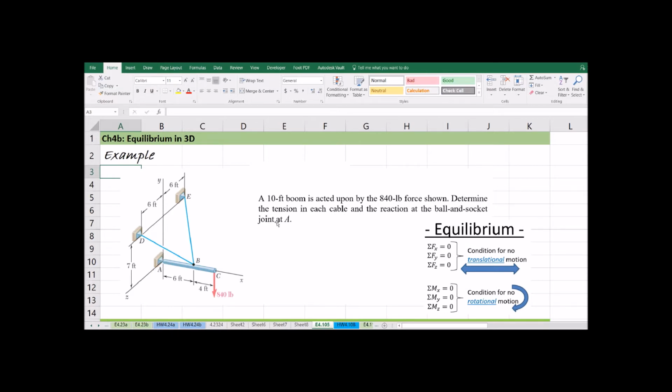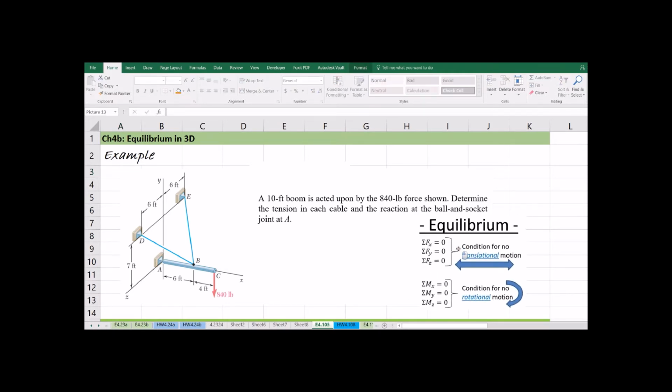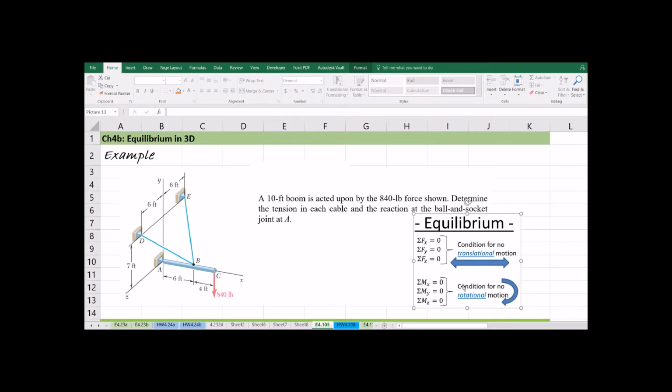So a ball and socket joint can rotate, so we will not have moments fighting it back. So A will have three unknowns, AX, AY, AZ, the forces in those three directions. We also don't know the tensions. So this case has 5 unknowns: 2 tensions and 3 reactions at A. And for three-dimensional problems we have 6 equilibrium equations to solve for it.